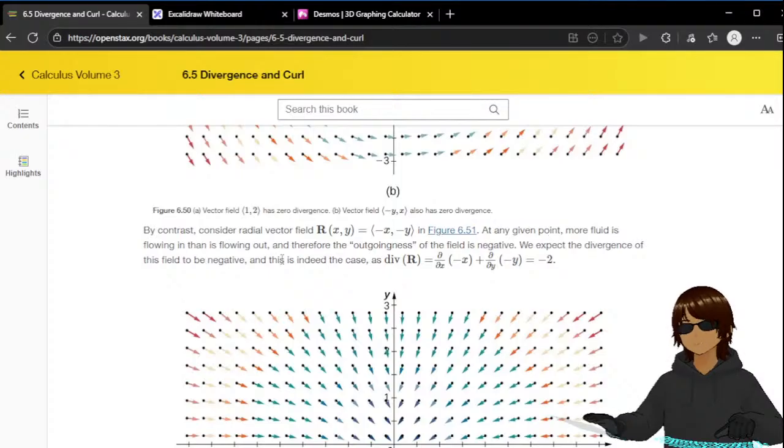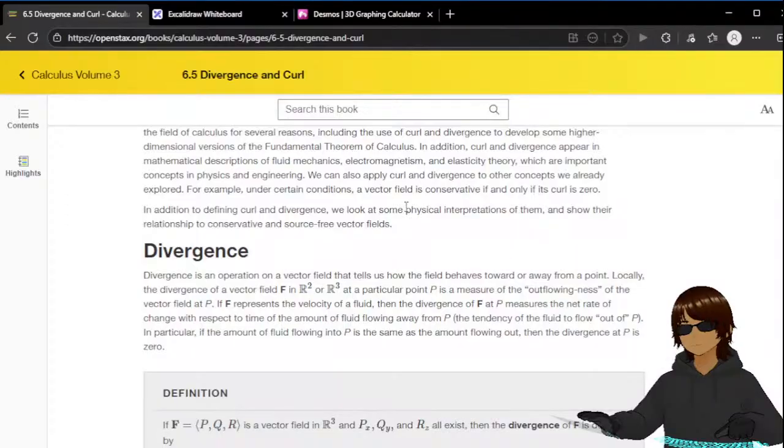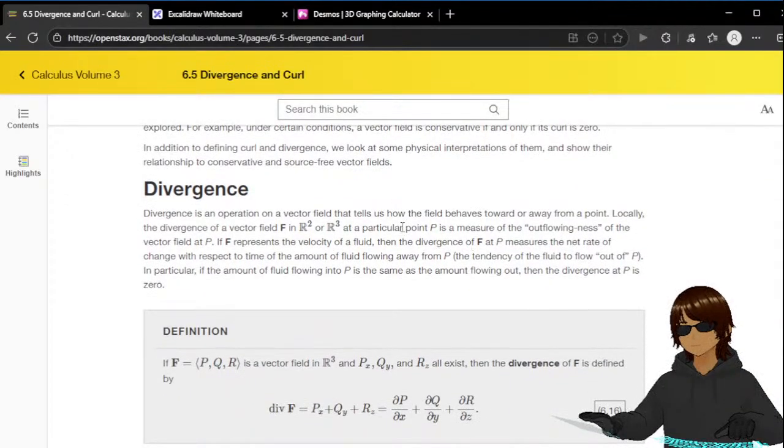What did they mean by this? More fluid is flowing in than is flowing out. A measure of the outflowingness of the vector field. If F represents the velocity of a fluid, then the divergence of F at P measures the net rate of change with respect to time of the amount of fluid flowing away from P.